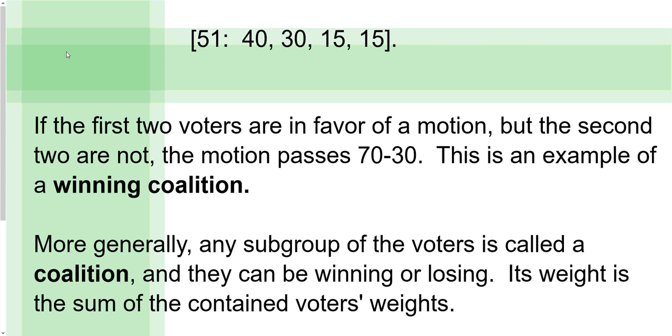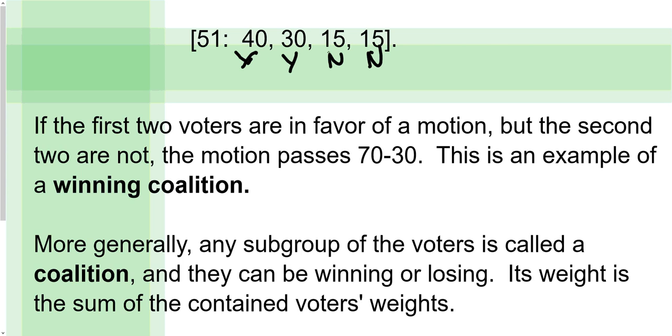So for example, if in this case the first 2 voters vote yes, and these 2 vote no, does the motion pass? Yes. The motion passes 70-30. This is an example of a winning coalition, right? And in that particular case, both of them are necessary voters because both of them have to be there. If suddenly one of these 2 yeses were to change their mind to no, the motion would fail.